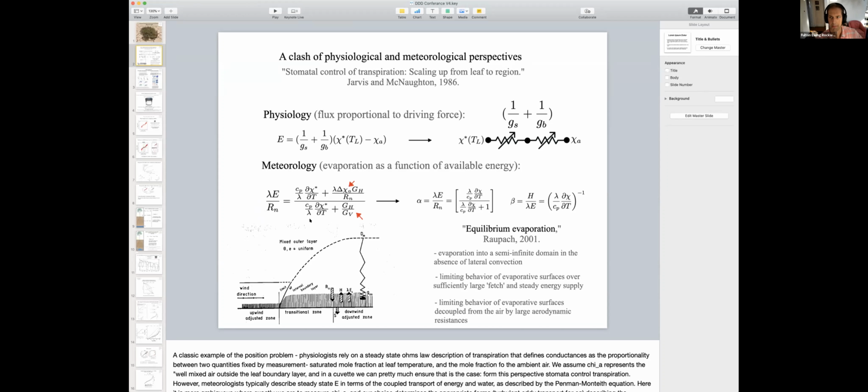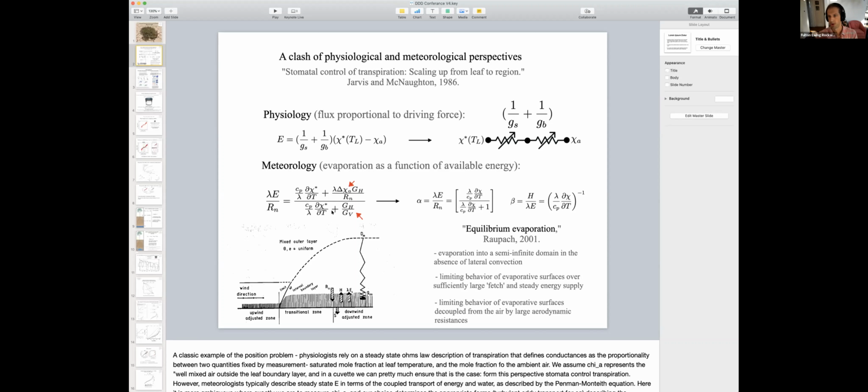So meteorologists tended to take the perspective of coupling energy and water transport together. The advantage of that is mathematically, without any kind of compromising of the physics, you get to eliminate this surface temperature. You still have this question of where do we measure the humidity, if you will, of the ambient air, and what's the appropriate form of your transport conductances. So there's differences between laminar boundary layers and turbulent boundary layers, that kind of thing.